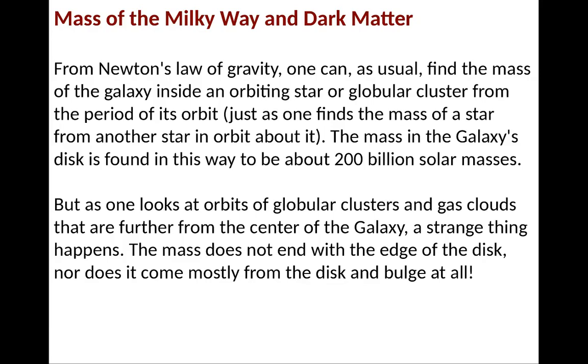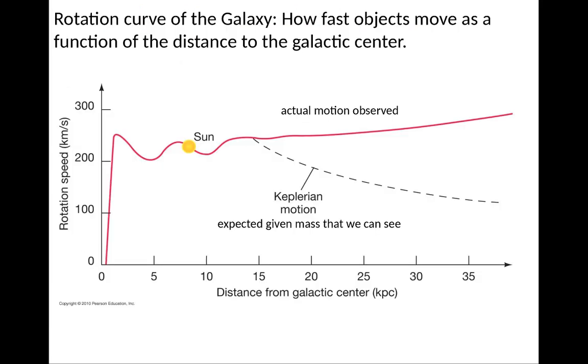But as you look at orbits of globular clusters and gas clouds further away from the center of the galaxy, something strange happens. The matter does not end at the edge of the disk, but keeps on going. There's some stuff out there which is not from the disk and not from the bulge. This is what's called the rotation curve of a galaxy: you can measure how fast the galaxy moves as a function of distance from the galactic center.